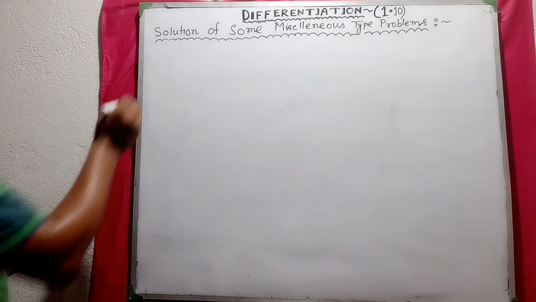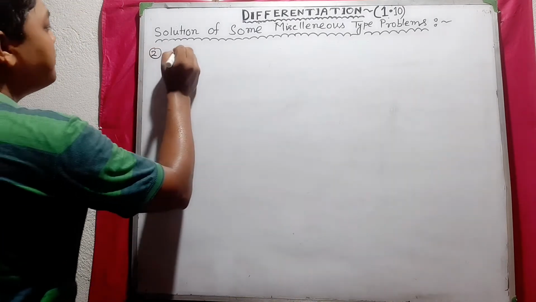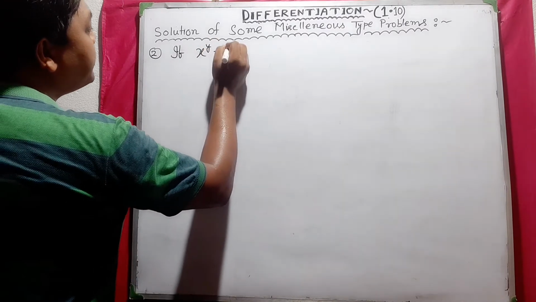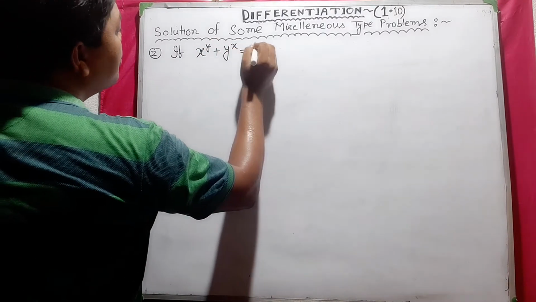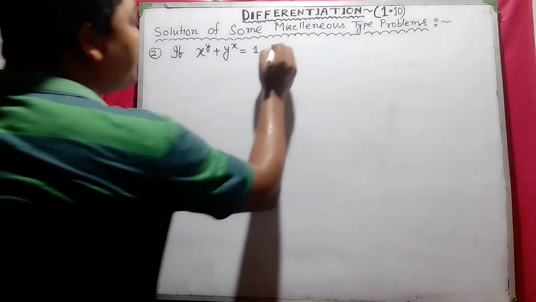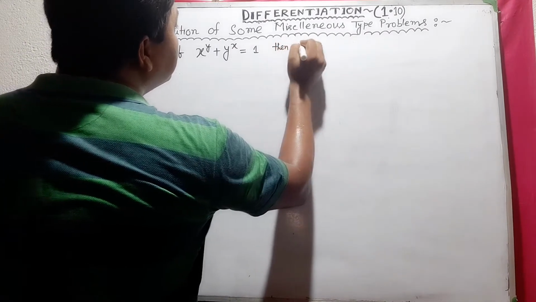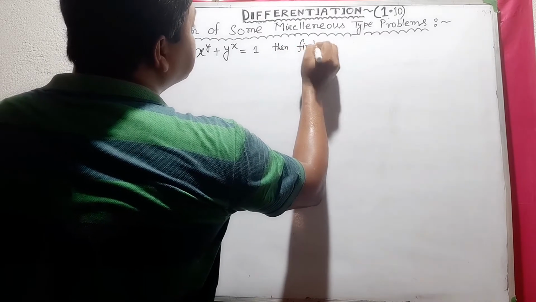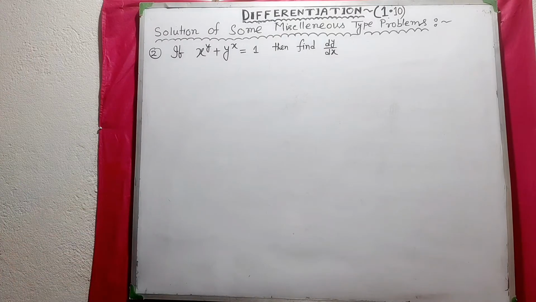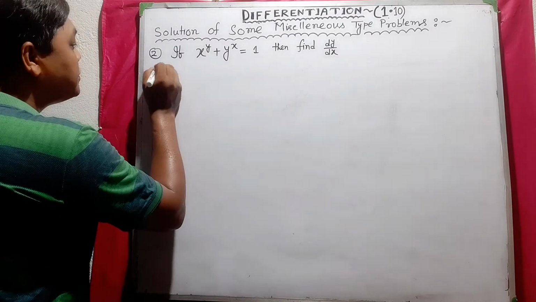Problem number 2. If x to the power y plus y to the power x equals 1. This is the implicit type function. Then find dy/dx. Okay. So now the solution.